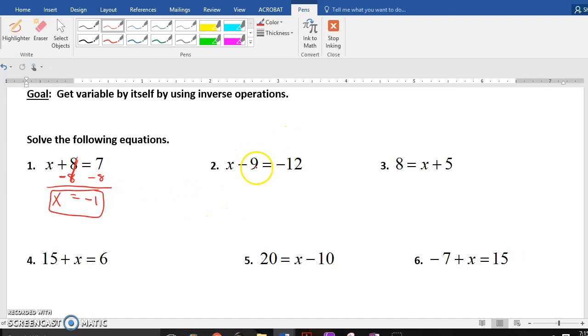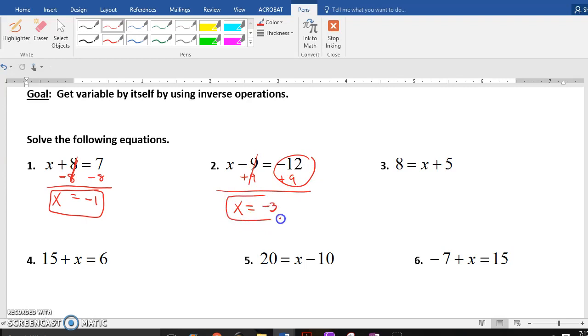So over here, x minus 9 equals negative 12. Well, since we're linked by subtraction, the inverse operation is addition. So I add 9 to the left side. Then I go to the other side, I add 9 to the negative 12. So we get x equals, what is negative 12 plus 9 going to give me?